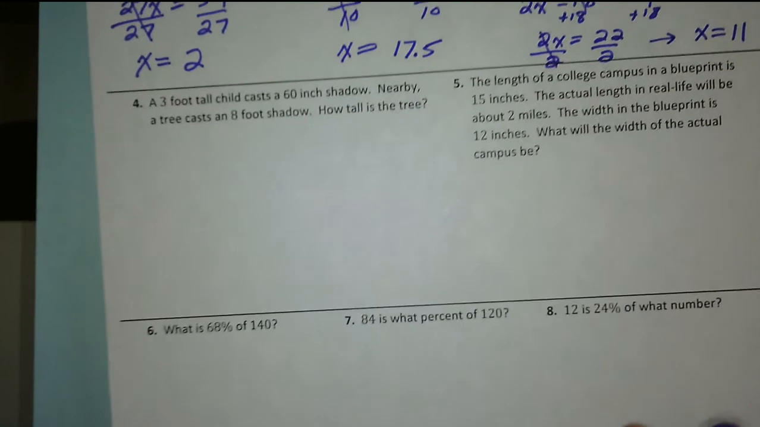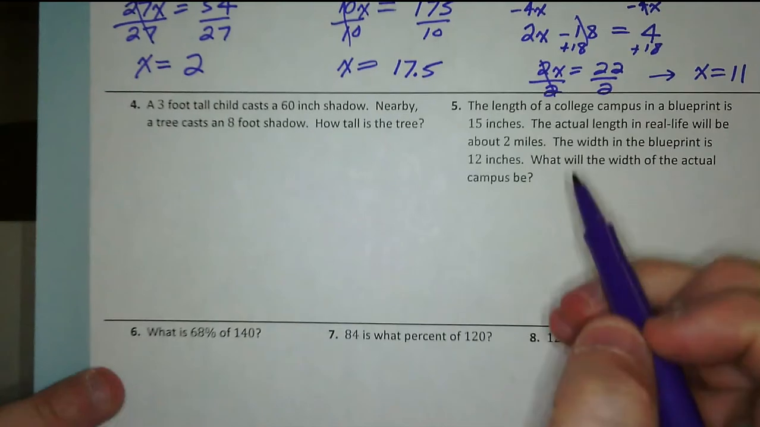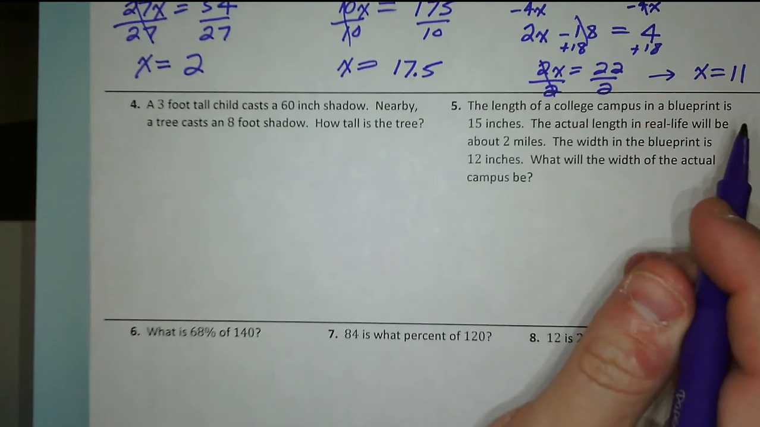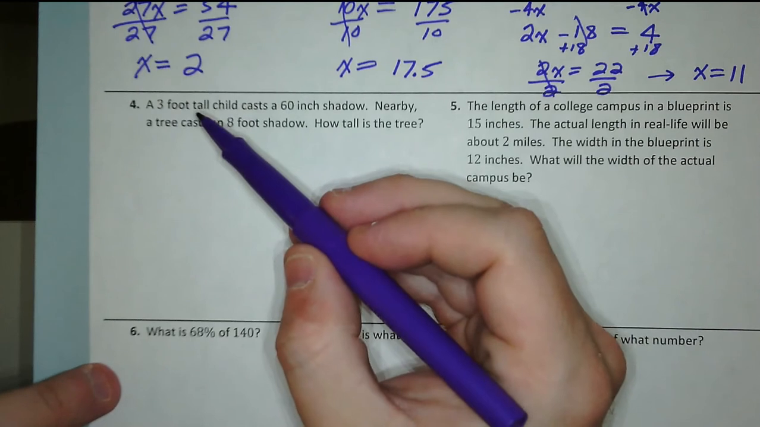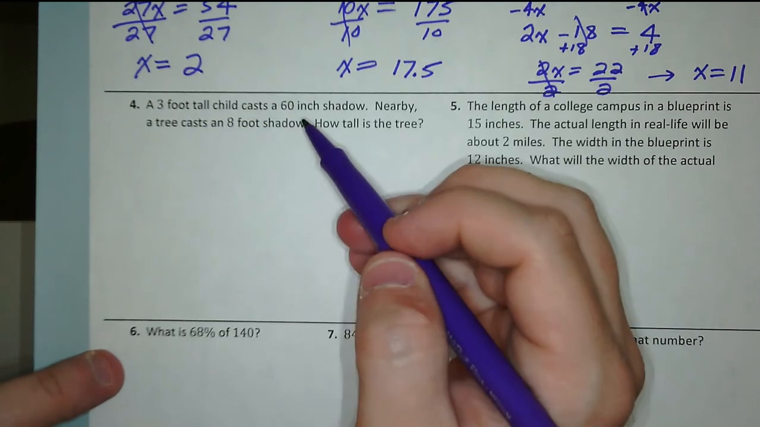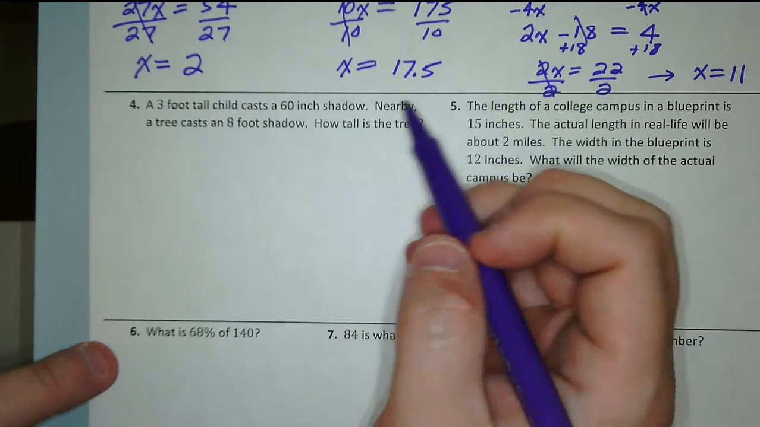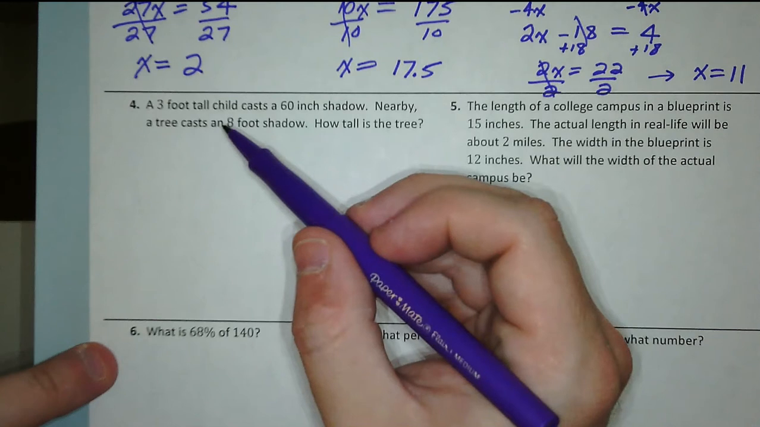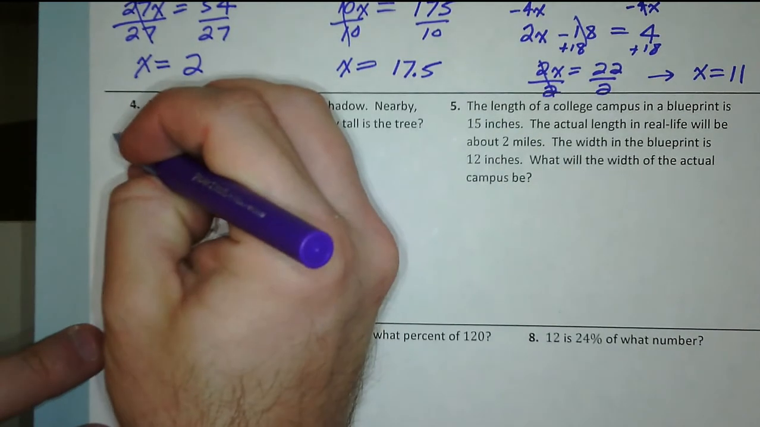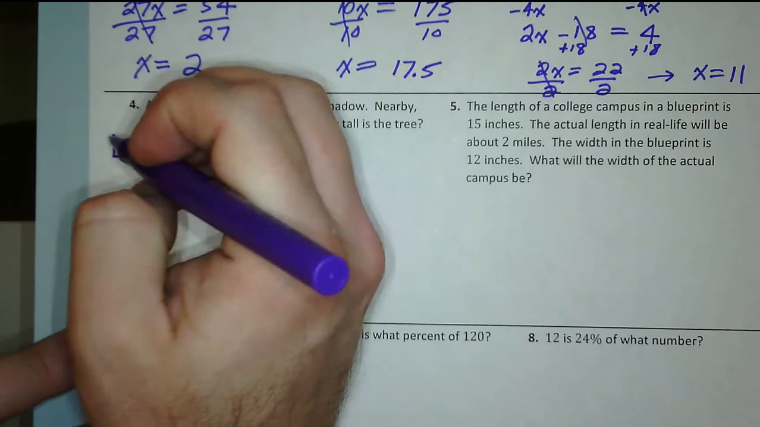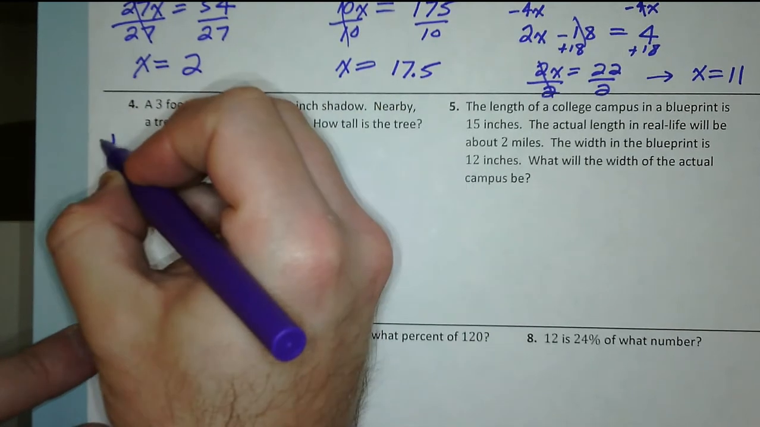Moving on, number 4. Number 4 and 5, we have a word problem. Let's see how this works. A 3-foot-tall child casts a 60-inch shadow. Nearby, a tree casts an 8-foot shadow. How tall is the tree? I don't think this is going to take too long for me to explain.